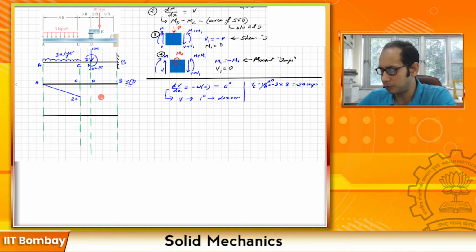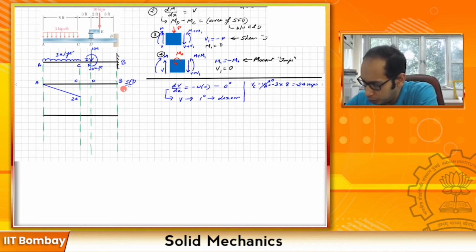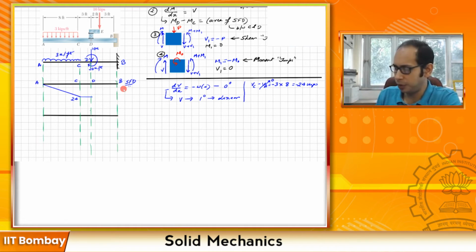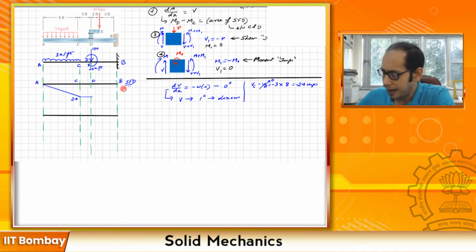So from C to D, I'm going to continue with a constant value of -24, right? Okay, now comes an interesting juncture over here, at D, I have a point load, right? So what will the point load do? It will cause a jump.